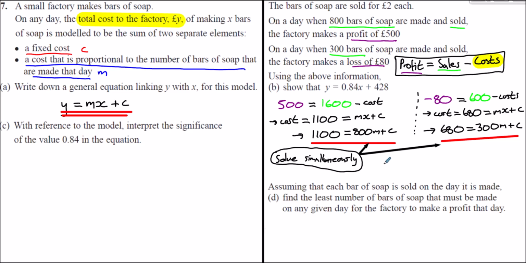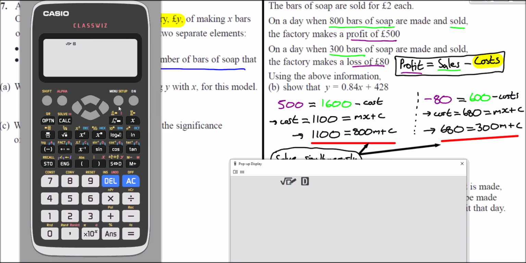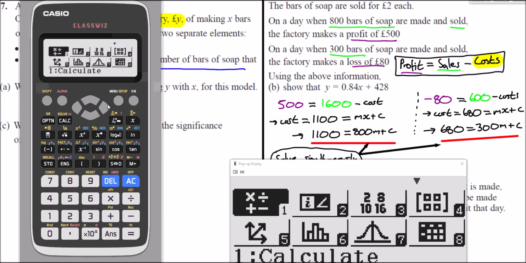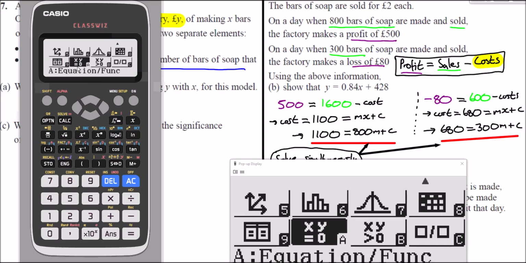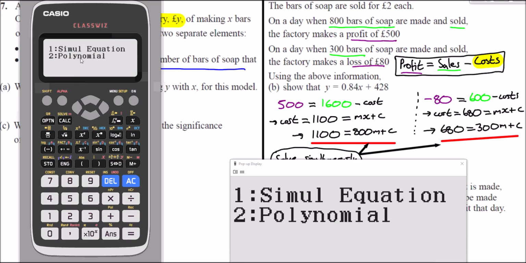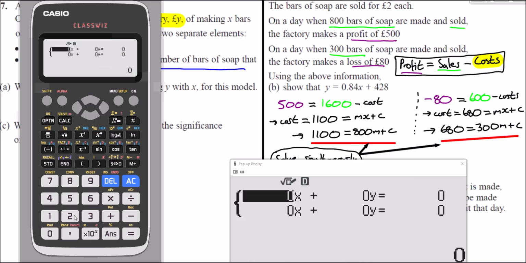So then what we're going to get, well, let's just do it together, in fact. On this particular model of a ClassWiz, which is my favourite, to be honest, we go to menu, and then we're going to go to the equation solver. So we go to equation slash function, press equals. We want a simultaneous equation, so it's option 1. Number of unknowns is 2, it's just m and c.